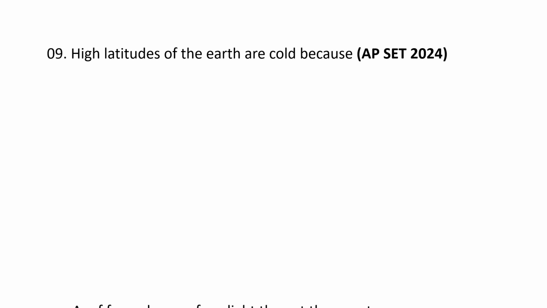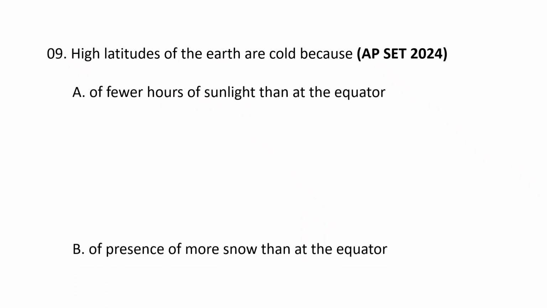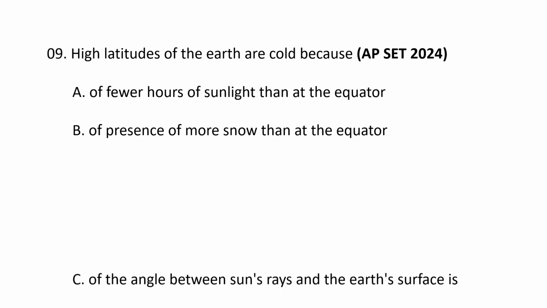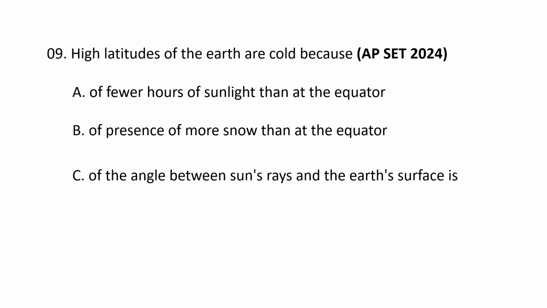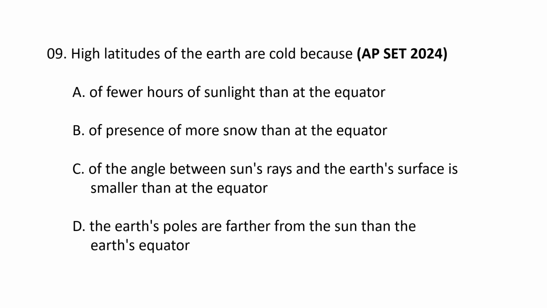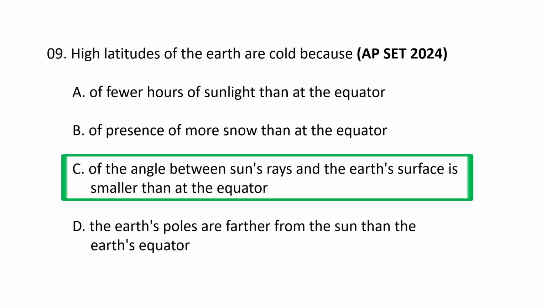microorganisms. Next question. High latitudes of the Earth are cold because A. Of fewer hours of sunlight than at the equator. B. Of the presence of more snow than at the equator. C. Of the angle between sun's rays and the Earth's surface is smaller than at the equator. D. The Earth's poles are farther from the sun than the Earth's equator. So the correct option goes as C.